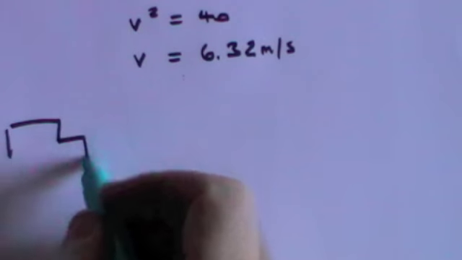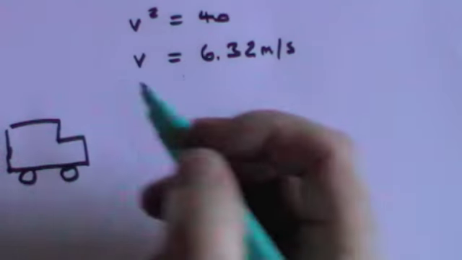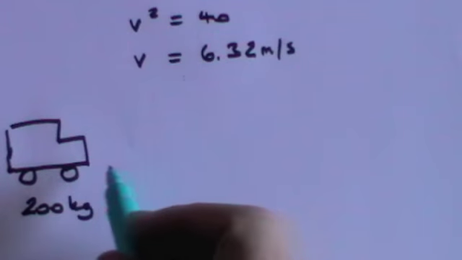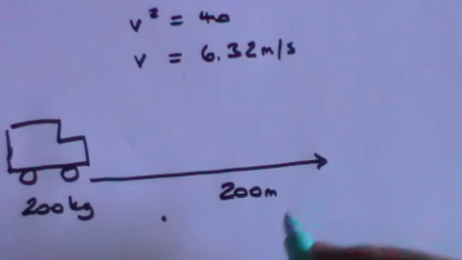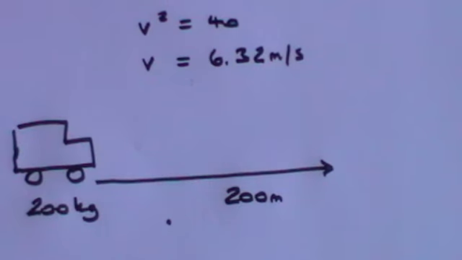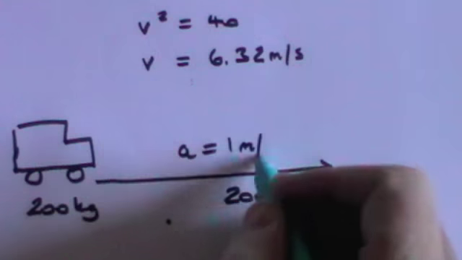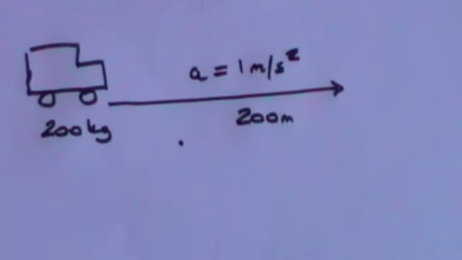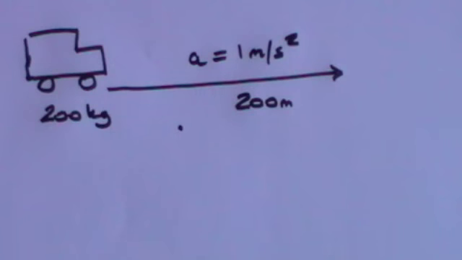Here's another problem. We have a car which has a mass of 200 kilograms and it drives a distance of 200 meters. And its acceleration, as it does that, is 1 meter per second squared. First part of the question is, what is the driving force of that car?